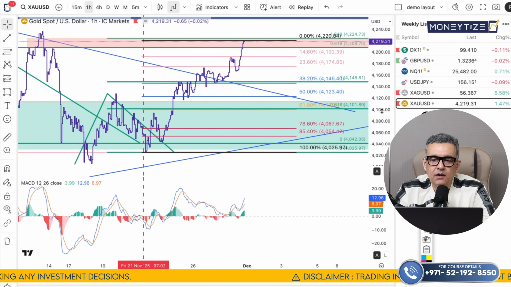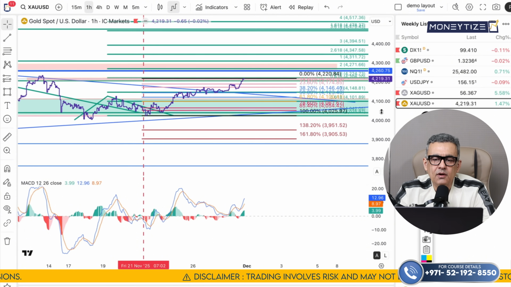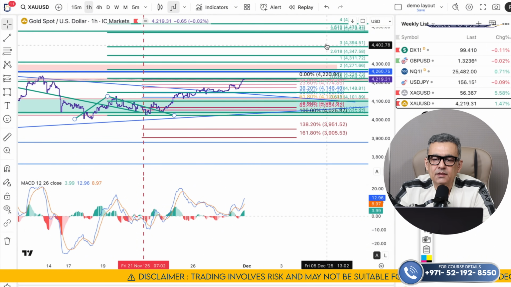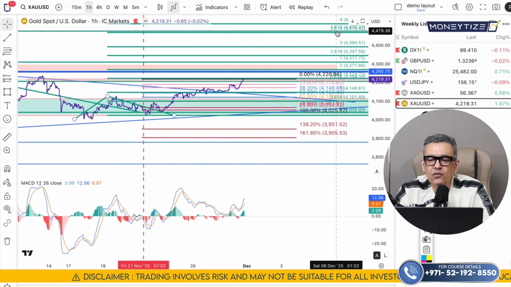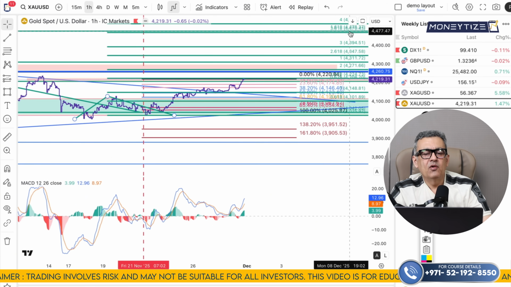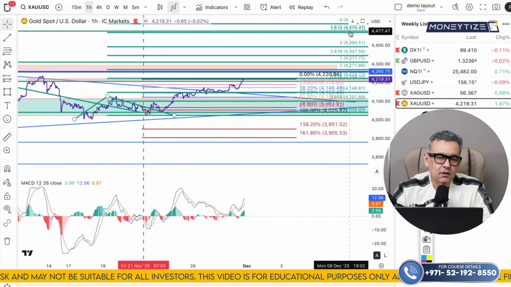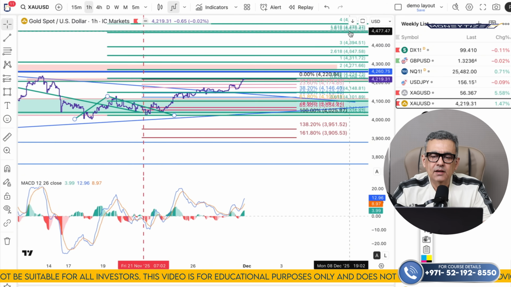And once we see a break of 4300, then gold would be ready to create an all-time high, and the next target would be 4470 to 4478. So my plan remains bullish for gold. I'm not looking to short here. Fundamentally and technically, it remains in the bullish direction.